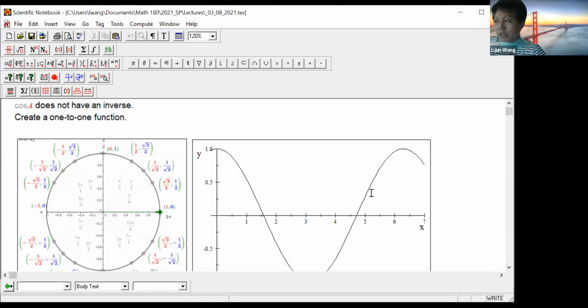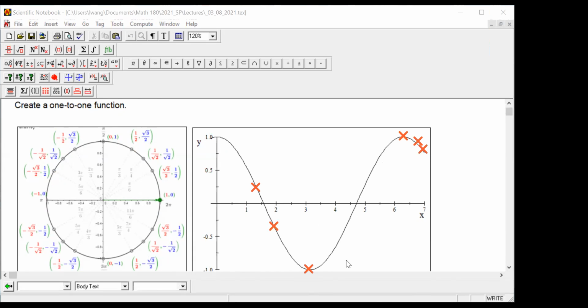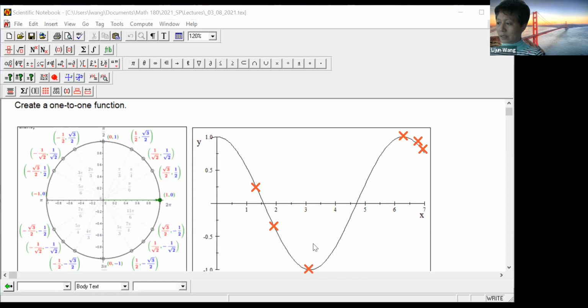The easiest way to create it: we know the cosine is periodic, right? Can we use this piece? We can truncate from here and chop everything else. Leave this piece. Would this piece be one-to-one? Yes, it is one-to-one. It passes the vertical line test and the horizontal line test. Where is this from, and to where?